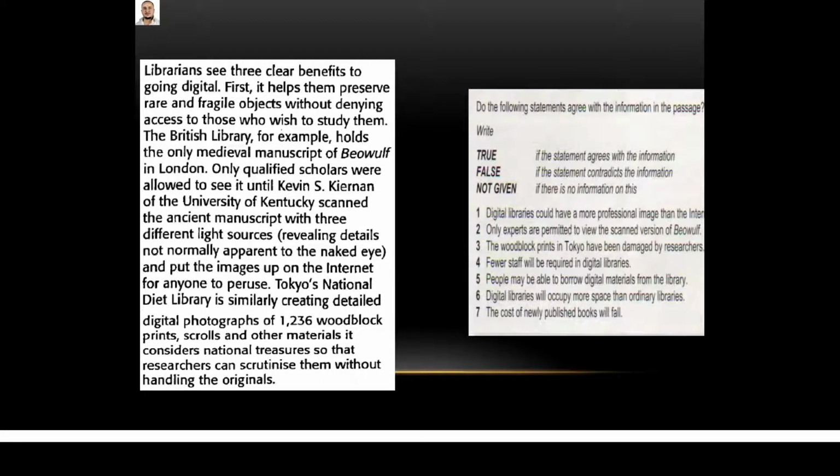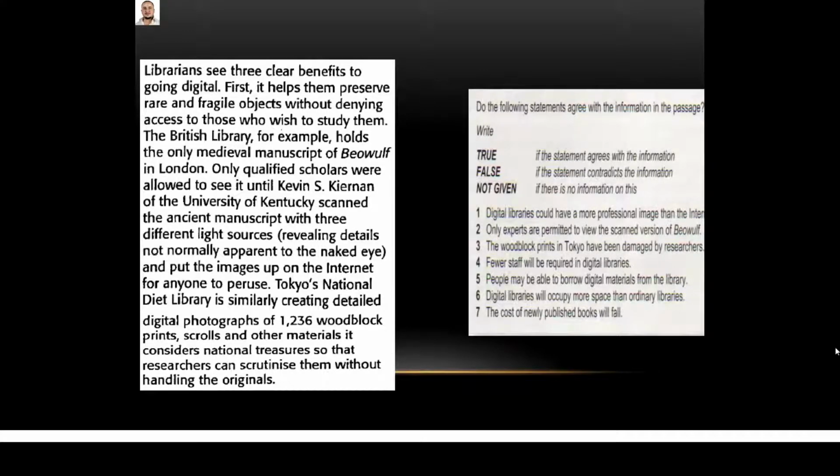Librarians see 3 clear benefits to going digital. First, it helps them preserve rare and fragile objects without denying access to those who wish to study them. The British Library, for example, holds the only medieval manuscript of Beowulf in London. Only qualified scholars were allowed to see it.